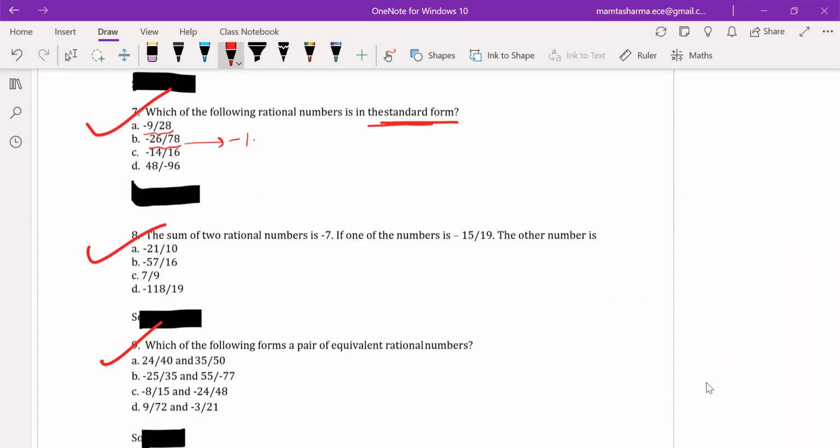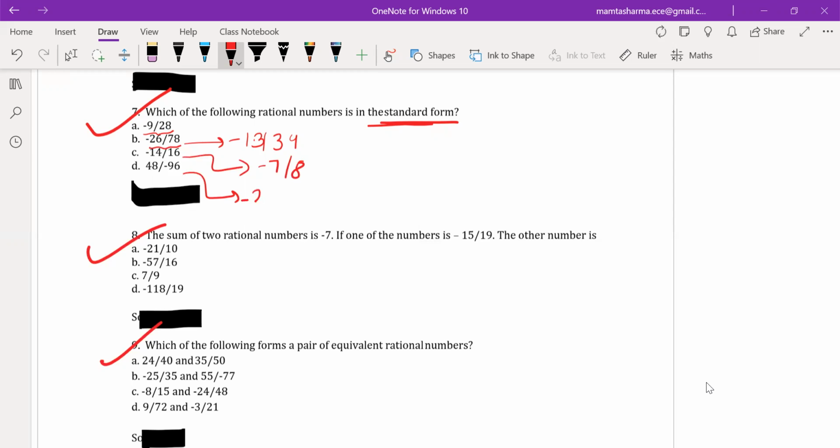13 by 39. 2, 3, 4, 39. Okay. This could be simplified. It would be from the 2 table, minus 7 by 8. And this could also be simplified. 12 table, ma'am.